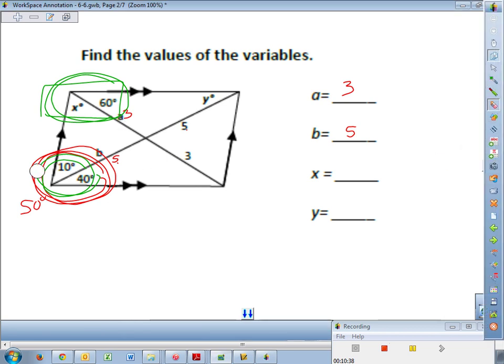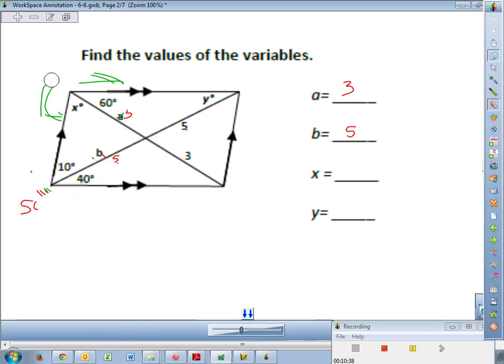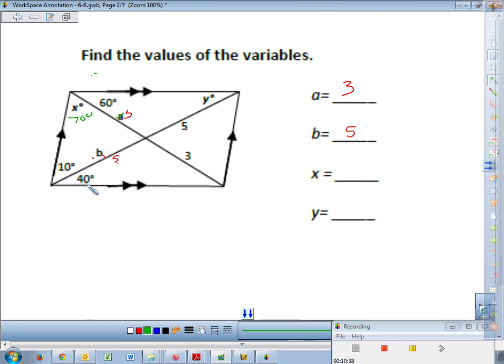What'd you get? 70 degrees. Double check real quick. It's always good to add them all up and make sure it equals 180. So these two, isn't that 130? And this is 50, right? Doesn't that add up to be 180? Cool. How about Y?